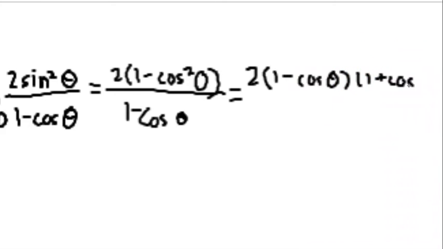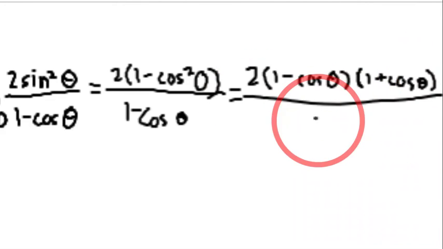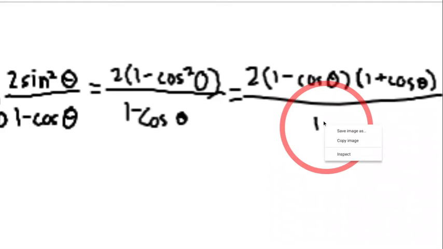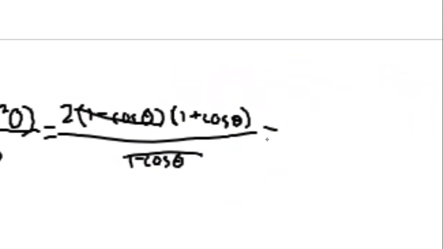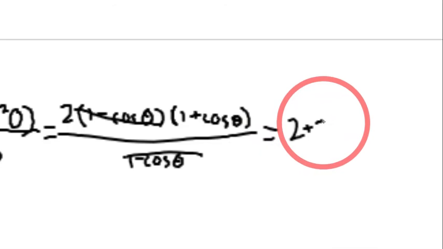All of that over 1 minus the cosine of theta. Then, of course, you will notice that these two parts cancel with each other. And then we can distribute this 2 back across everything else, leaving us with 2 plus 2 times cosine theta.